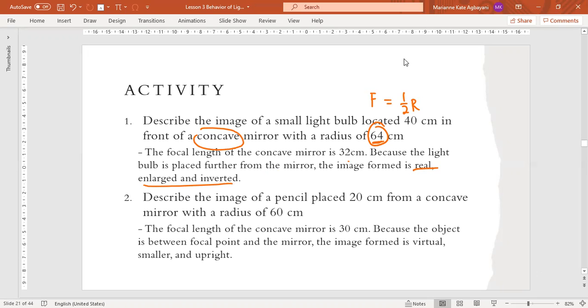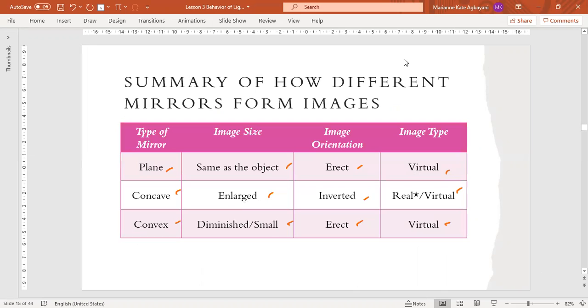Then describe the image of a pencil placed 20 centimeters from a mirror with a radius of 60. So the focal length of the mirror is 30 centimeters. Sorry, this is a convex mirror. The image formed is virtual, smaller, and upright. Let's look at the table: smaller, upright, and virtual.